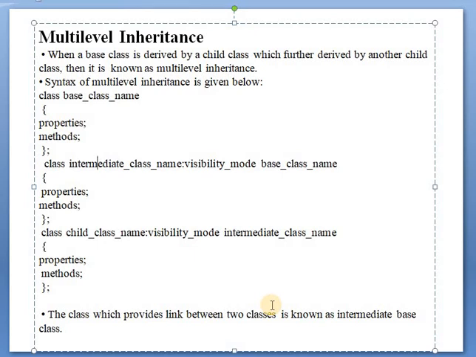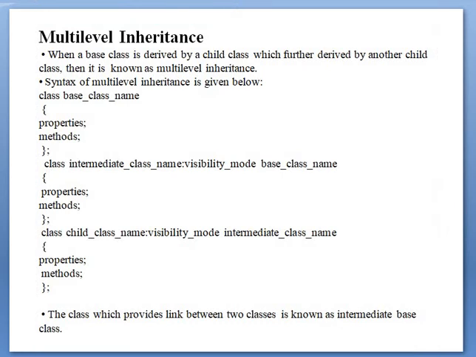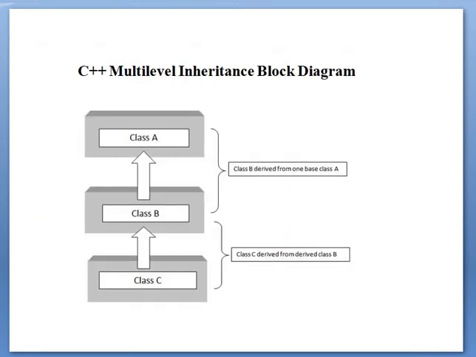Okay, by seeing the block diagram, we can easily understand multi-level inheritance. See here the classes A, B and C. Now class B is derived from the base class A and class C is derived from the base class B. Now see here, B is working as a derived class and also as a base class. The class B is a derived class for class A and class B is a base class for class C. So it is known as the intermediate class. This is multi-level inheritance.